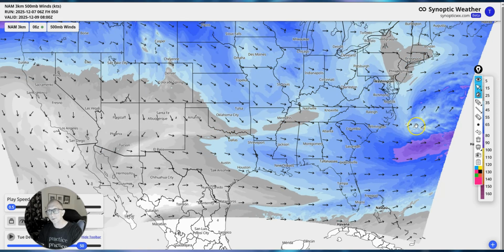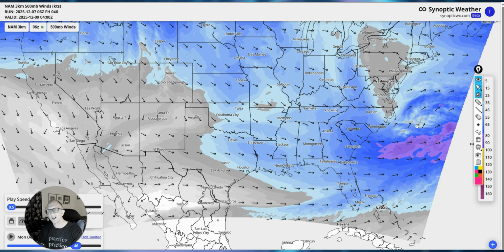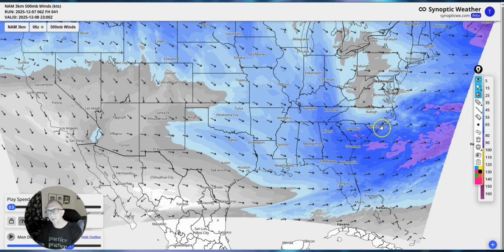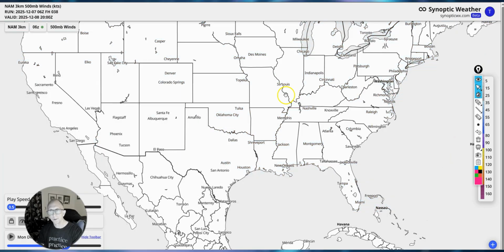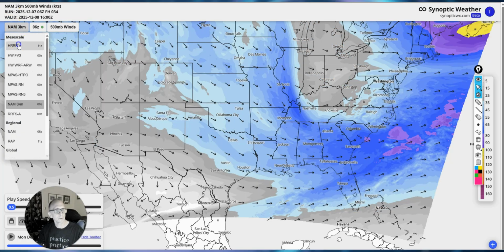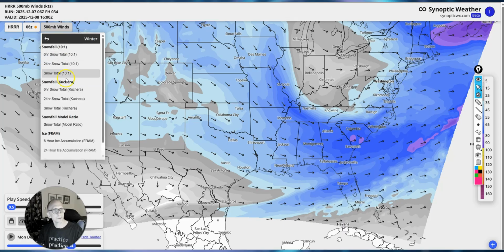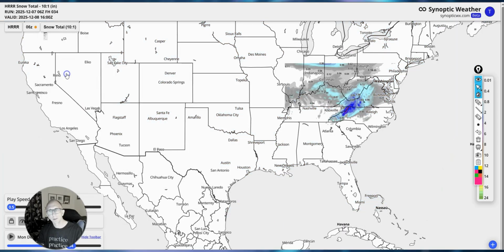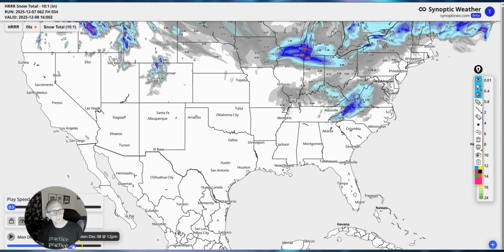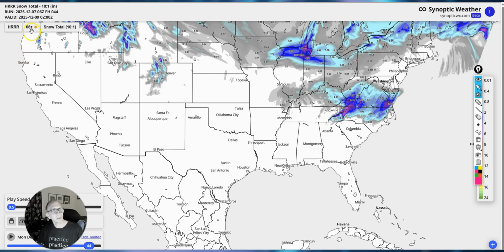It's a little more nebulous with this development, but maybe that's why the HRRR is a little more intense with the precip. But if we go back to the HRRR, let's take a look at winter weather and see what the snow amounts will be. Let's go through. Let's go a little bit.